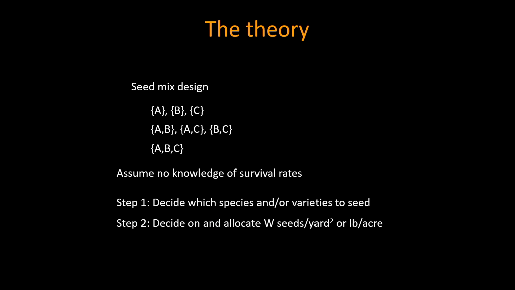Okay, and we have three choices. We could decide that we're going to seed one of these species, maybe A or B or C, and allocate all the seed to one, or we could pick two, and these would be the possibilities if we pick two: A, B, A, C, or B, C, or we can seed all three of them. So that's step one. Which ones are we going to order out of the catalog? And then the next choice is, how are we going to allocate the seed rate? Are we going to have it be one-third, one-third, one-third, or one-sixth, one-sixth, two-thirds? So those are the two choices. What species are we going to choose? How are we going to allocate the rates once we choose the species? And that seems general to me.